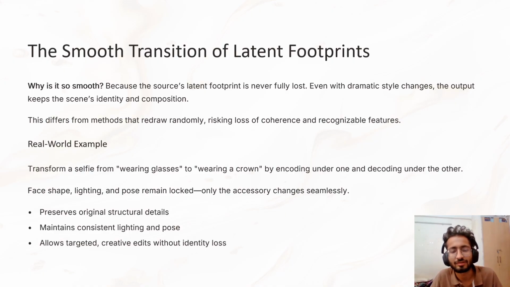So the example, glasses to crown: your selfie with the caption a man wearing glasses, truncation TS equal to 300, target prompt a man wearing a crown. Results: what stays is face shape, pose, lighting, camera angle. What changes is that the glasses are replaced by a crown. This works because the image was not regenerated from scratch. It was gently redirected in latent space.